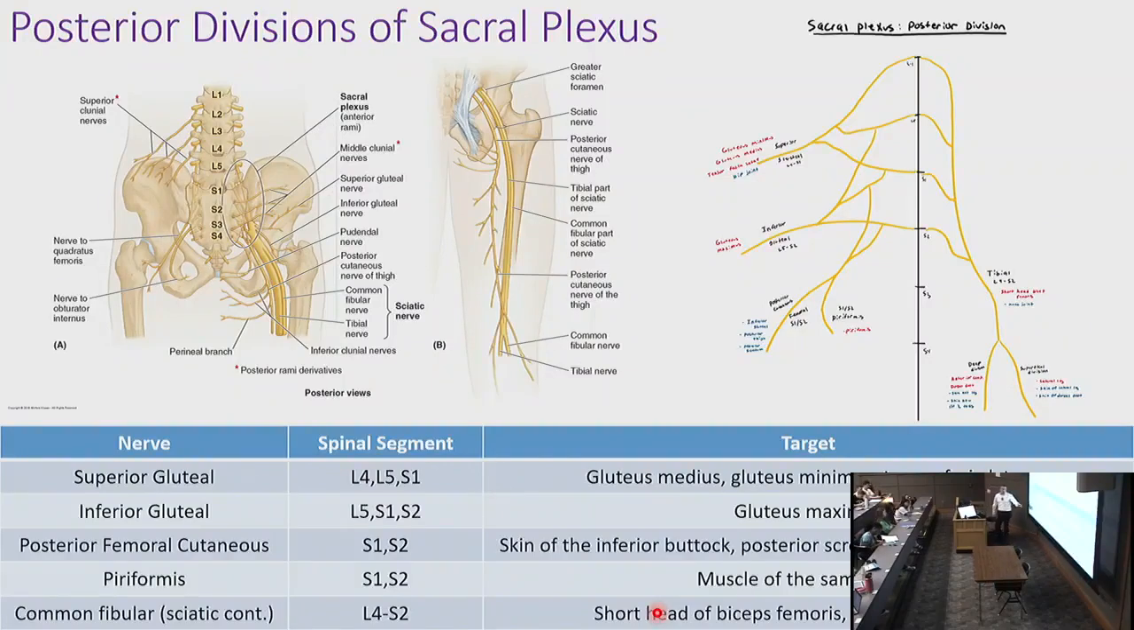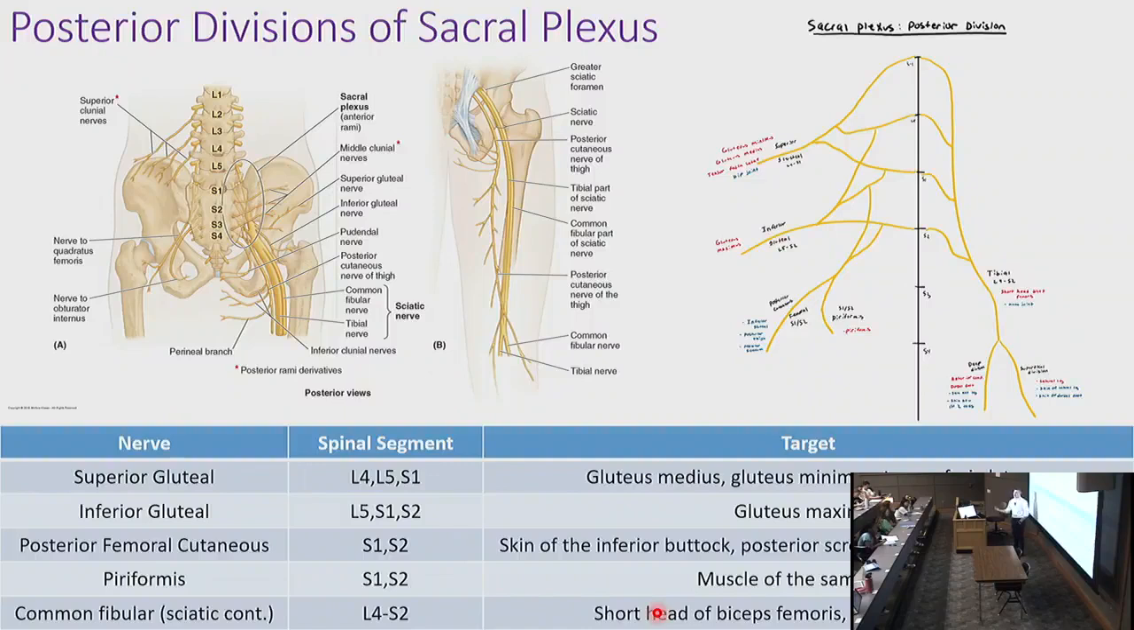The posterior division here is giving off S1 and 2, whereas the anterior division gave 2 and 3, for a total of S1 through 3 overall. The posterior division is also where we get our nerve to the piriformis. That is going to be S1 and 2, and it innervates the piriformis, like it says. And then lastly, the one that's going down into the thigh and leg is going to be the common fibular.